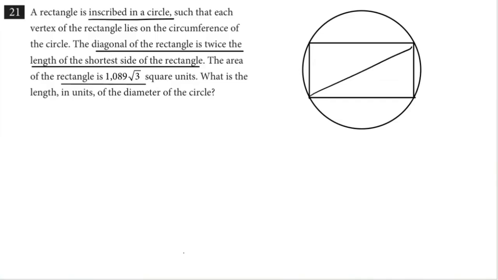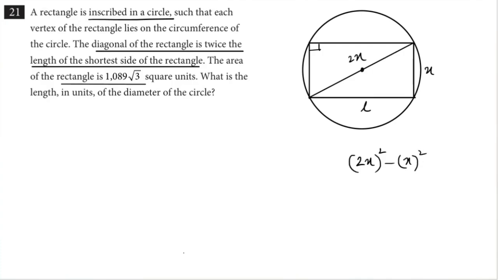So this is the diagonal, and it's twice the length of the shortest side. Let's call this x, and this is 2x. Another interesting idea: since it's a rectangle, this is a 90-degree angle, and there is a circle idea that a diameter makes a 90-degree angle at the circumference. So this diagonal is not just the diagonal of the rectangle, it's the diameter of the circle as well. Plenty of information. I need to get x, and the area of the rectangle is given, so let's get this length first. I can use the Pythagorean theorem.